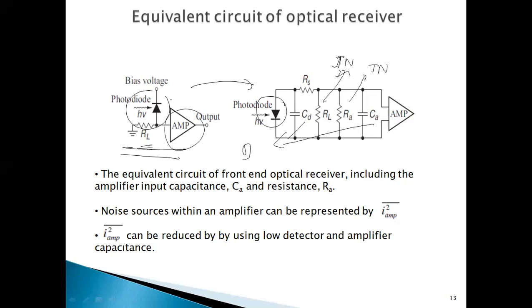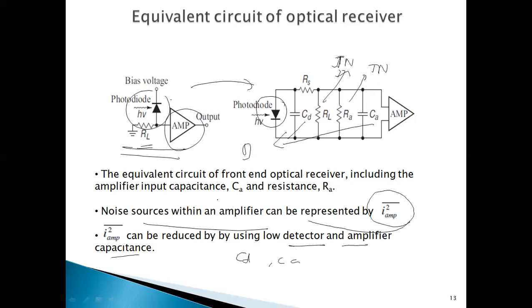One more thing to understand here is that the amplifier will create its own noise sources, which can be represented by the notation iM squared, the mean square value of the amplifier noise current. This amplifier noise current can be reduced by using low detector and amplifier capacitance, CD and CA. If we reduce CD and CA, we can reduce this amplifier noise current.